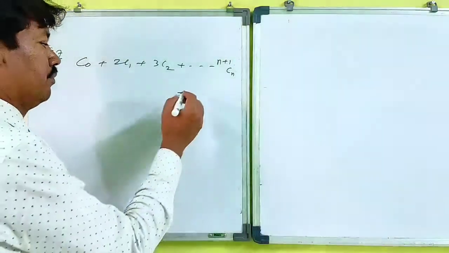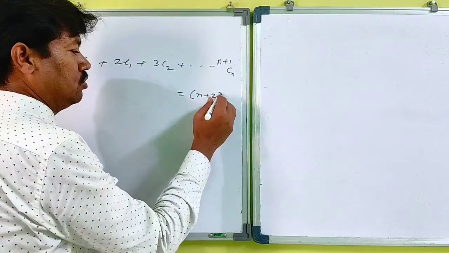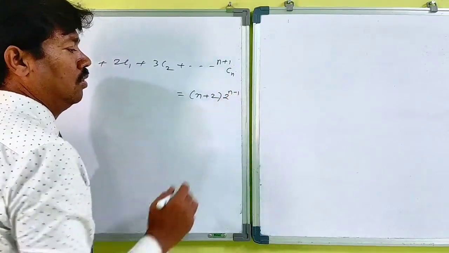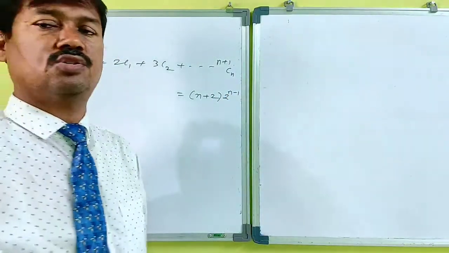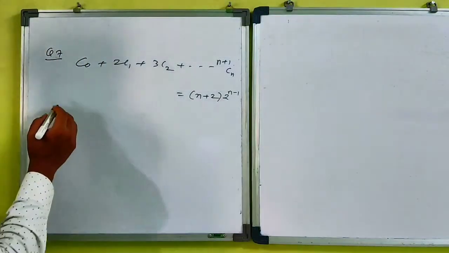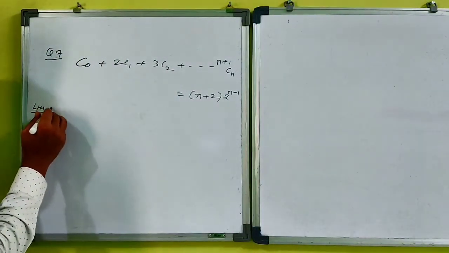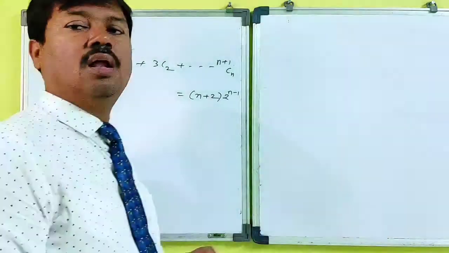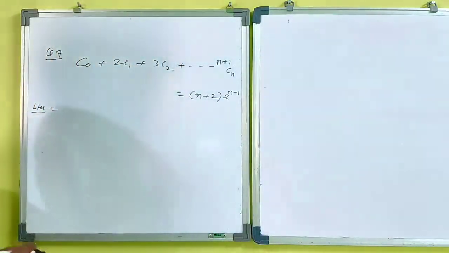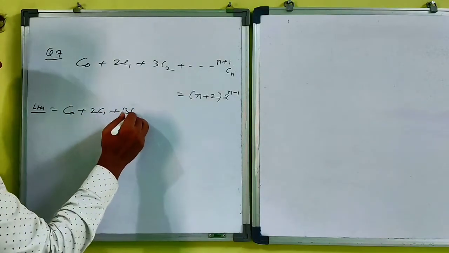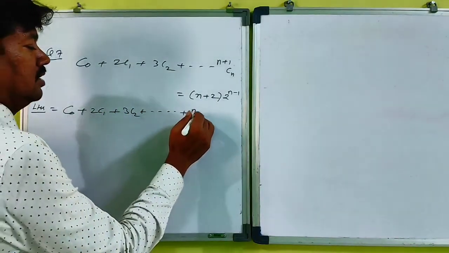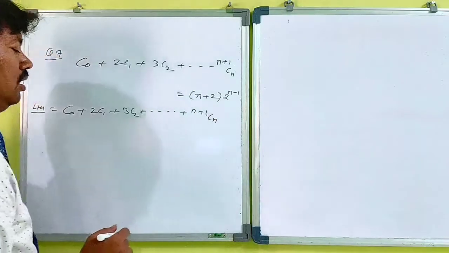(n + 2) into 2 raised to n minus 1. Now this you have to prove. So we'll start with LHS here, the left hand side. So what is the left hand side here? C0 + 2C1 + 3C2 and so on up to (n+1)Cn.